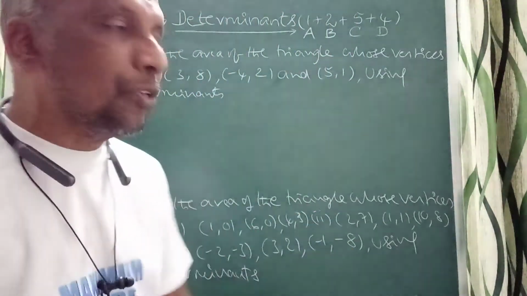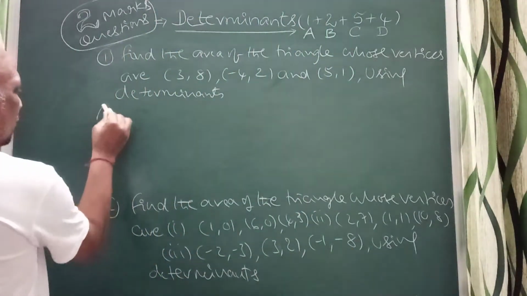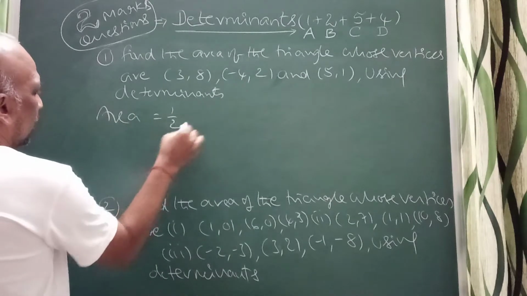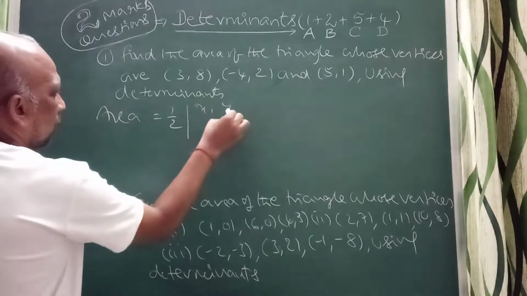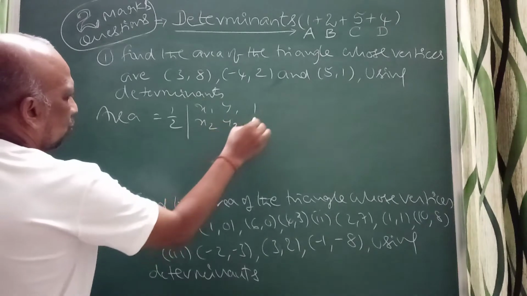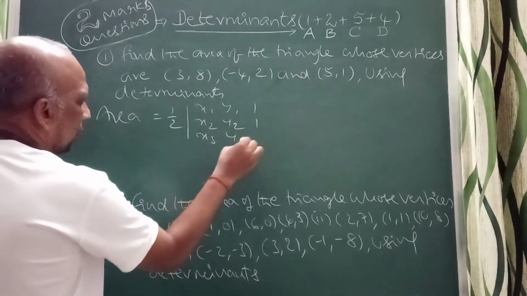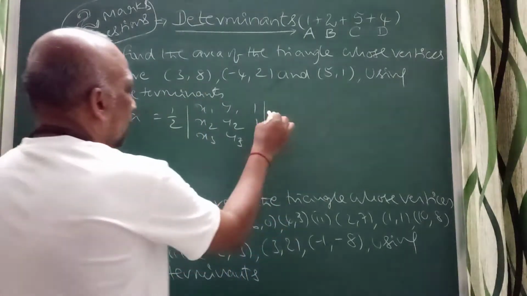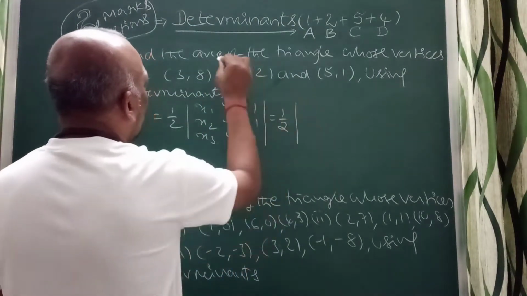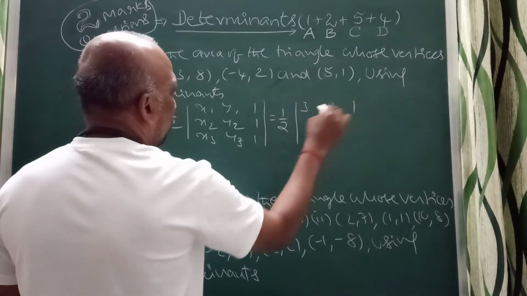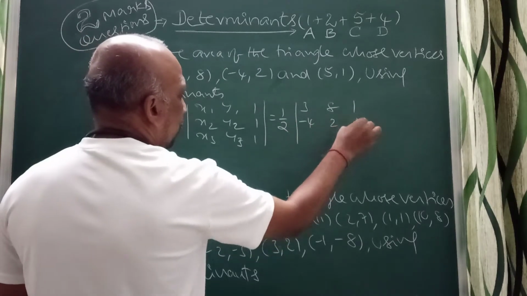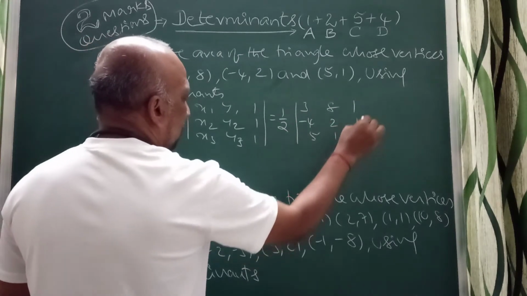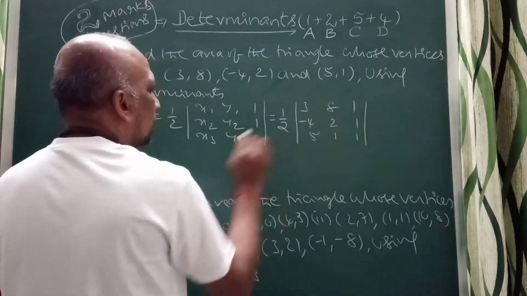When they are asking the area of the triangle, I can write area equal to 1 by 2 times the determinant of x1, y1, 1; x2, y2, 1; x3, y3, 1. This is the formula. Take all the 3 vertices. I can write 1 by 2, determinant of 3, 8, 1; minus 4, 2, 1; 5, 1, 1.